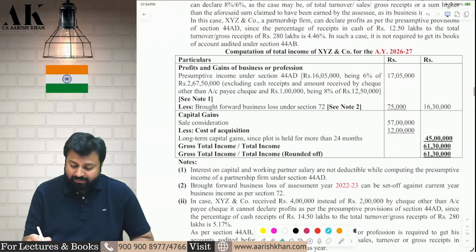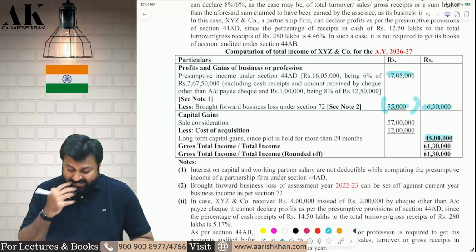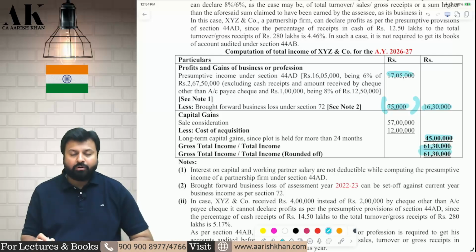This is your part 1. Check it, please. This is your PGBP income. From that, 75,000 business loss is set off and 45,000 rupees capital gains. From that GTI will come. Okay, this is your part 1.